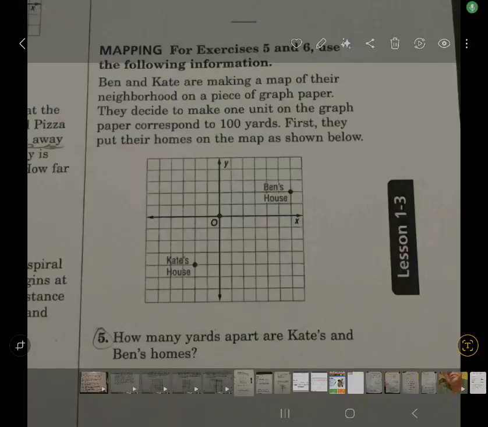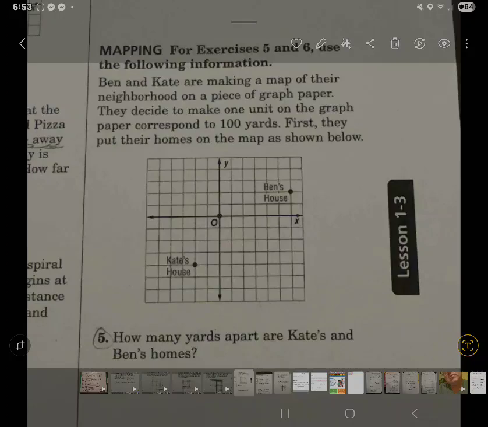Ladies and gentlemen, this is number 5 and number 6. We're going to start with number 5. It says mapping. Ben and Kate are making a map of their neighborhood on a piece of graph paper. They decide to make one unit on the graph paper correspond to 100 yards. First, they will put their homes on the map as shown below.